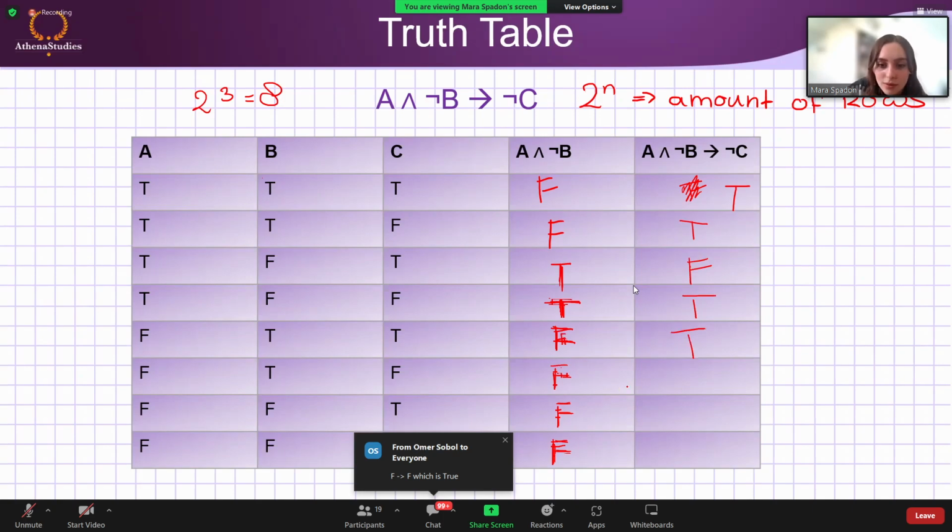So if we fill in the rest, we get, let's see, false implies true, which is true. We get false implies false, which you said before is true. And the last one, we get false implies true, which is true.